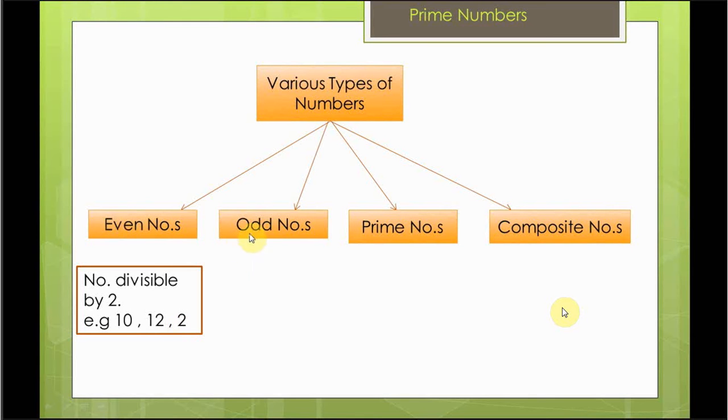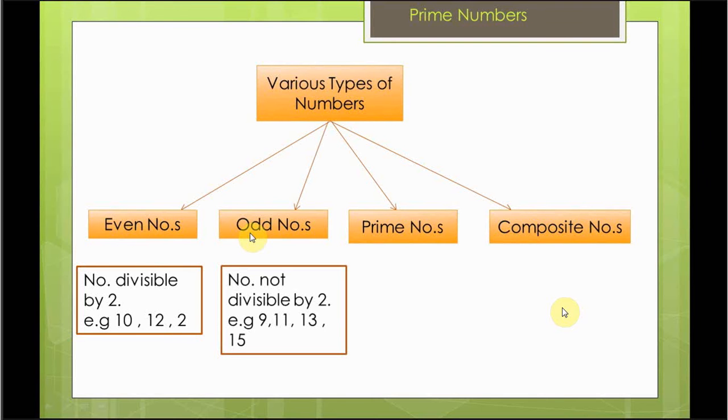In case of odd numbers, if we divide a number with 2, I will get some remainder. For example, if I divide 9 by 2, I will get remainder 1. Same with 11, 13 and 15. These numbers are called odd numbers.